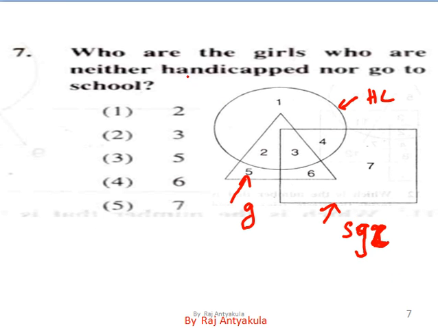Okay, now who are the girls who are neither handicapped nor go to school? They are neither handicapped, which means they can't belong to the circle and also don't belong to the square. Which part is that? 5, this part. So these are neither handicapped nor going to school, so 5, which is given in option 3.